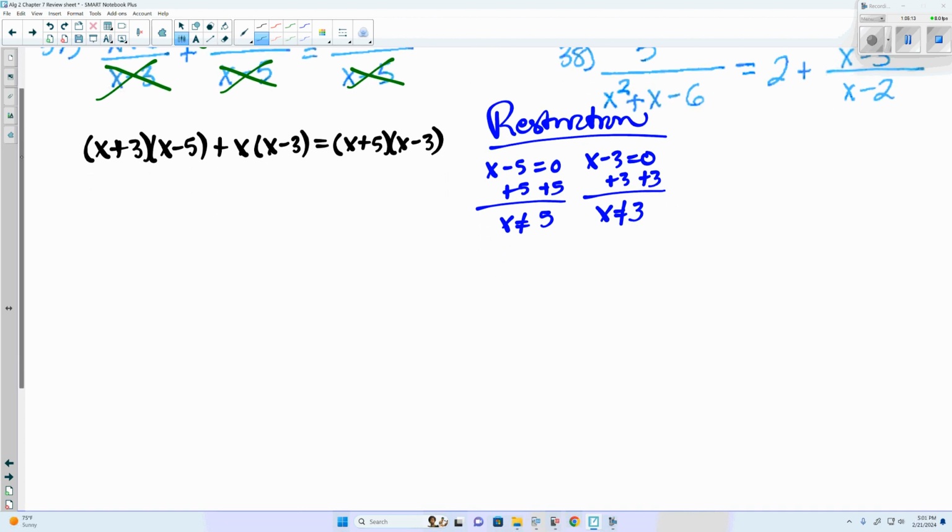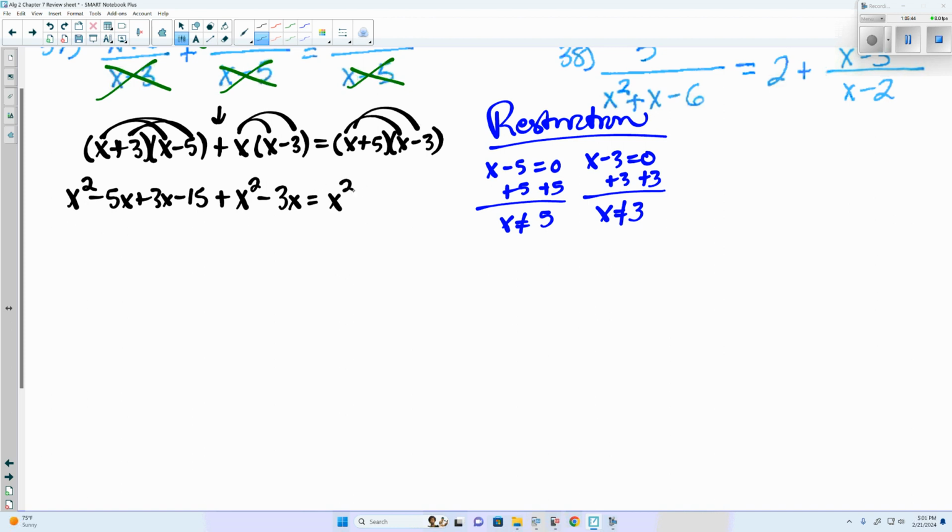Now we need to do some simplifying, so let's take this one expression at a time. X times x is x squared. X times negative 5 is negative 5x. 3 times x is plus 3x, and 3 times negative 5 is negative 15. Plus, since it's just this here, we're going to distribute through. We don't really need the parentheses after this because the sign in front of this is positive. So x times x is x squared. X times negative 3 is negative 3x. Here we're going to distribute x times x is x squared. X times negative 3 is negative 3x. 5 times x is plus 5x. And 5 times negative 3 is negative 15.